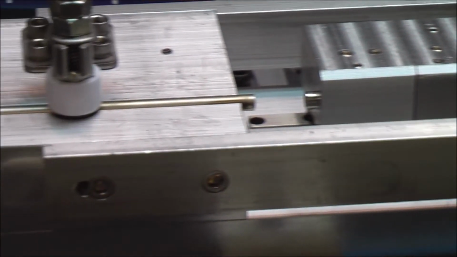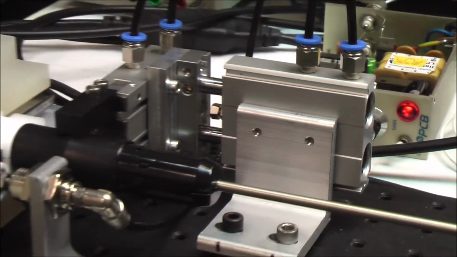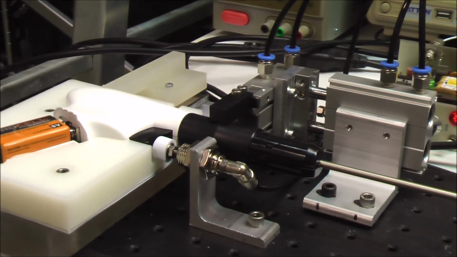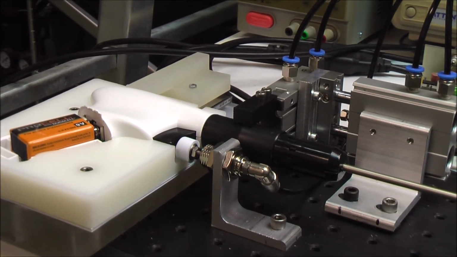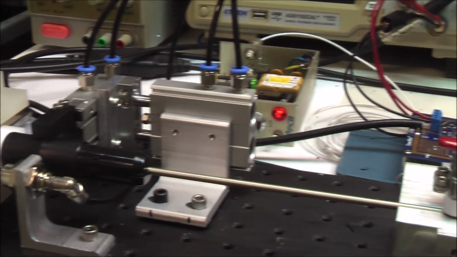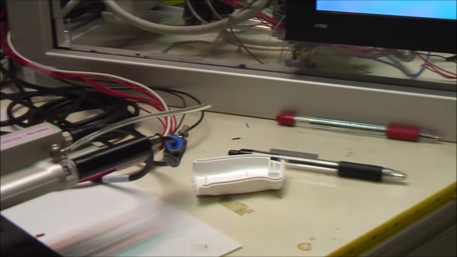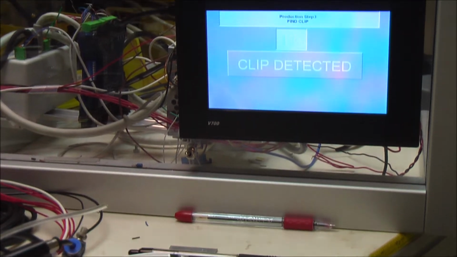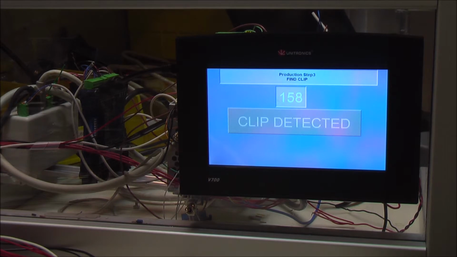Now it's looking for the clip. Okay, so like we've done before, this is going to take a while. I'm going to let it run through its paces, but on the playback video, we'll edit this dwell time out.